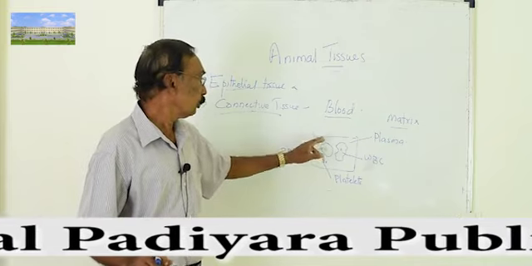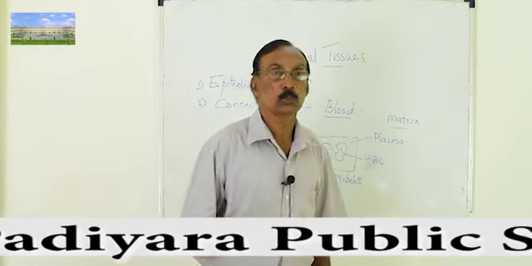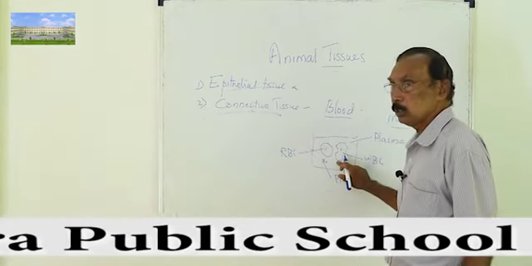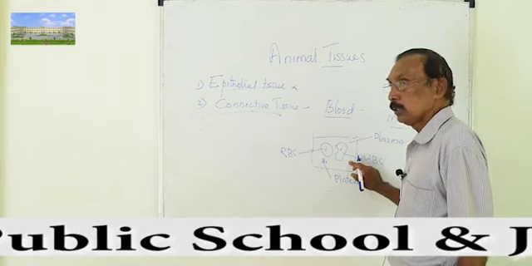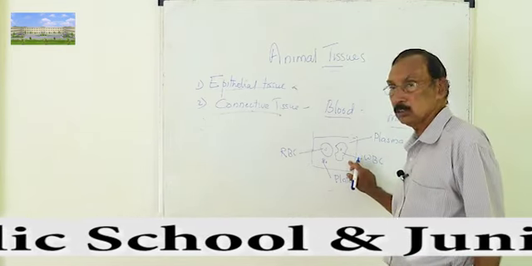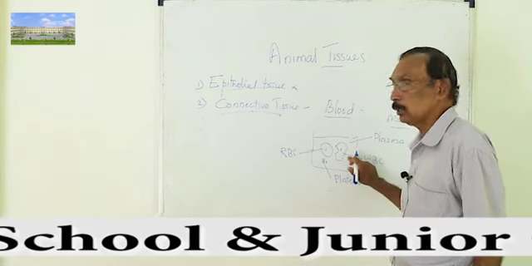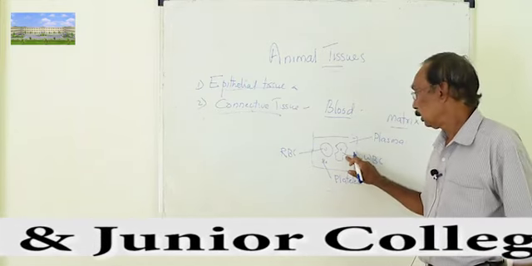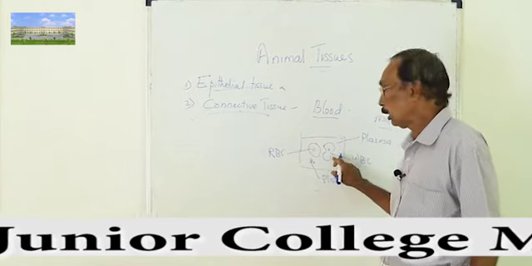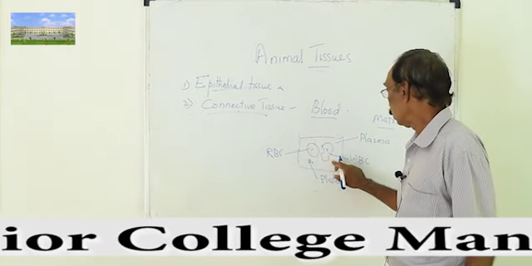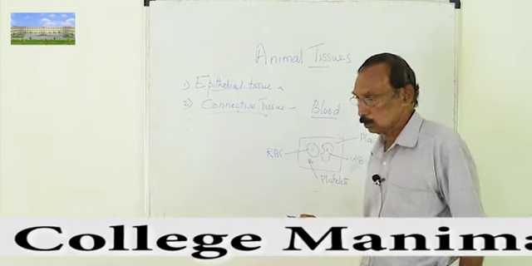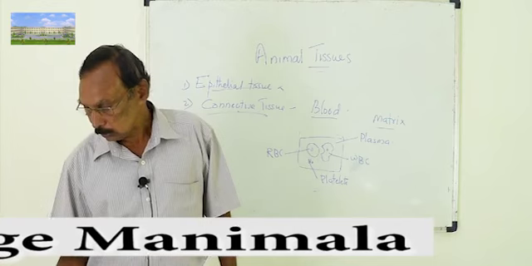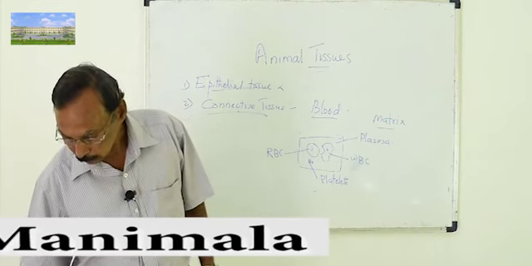And what is the function of plasma? Plasma is transporting so many things. For example, when the blood is flowing through the body, it is transporting food from the alimentary canal to various parts of the body, and waste materials from various parts of the body to the kidney, through plasma. So each part of the blood has its own particular function. These are some of the important tissues.